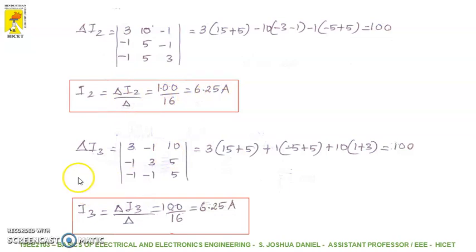Similarly, to find I3, delta I3, we replace the third column with the voltages 10, 5 and 5. Using the determinant method, we solve it and find it as 100. So I3 is equal to delta I3 divided by delta, that is equal to 100 divided by 16, which is nothing but 6.25 ampere. So we have found the currents I1, I2 and I3.